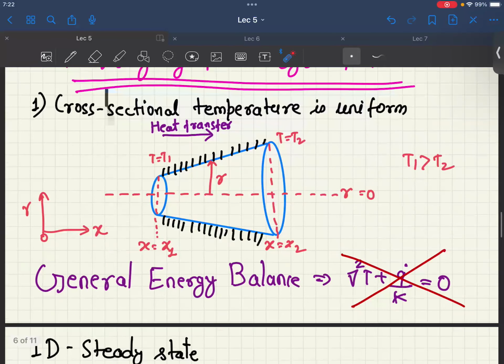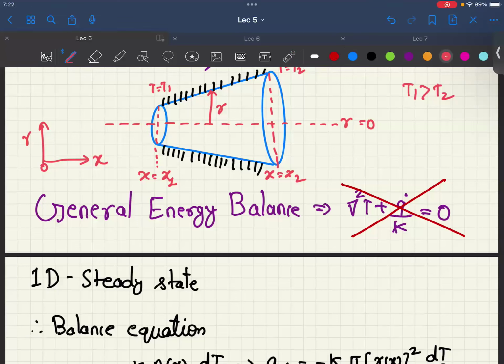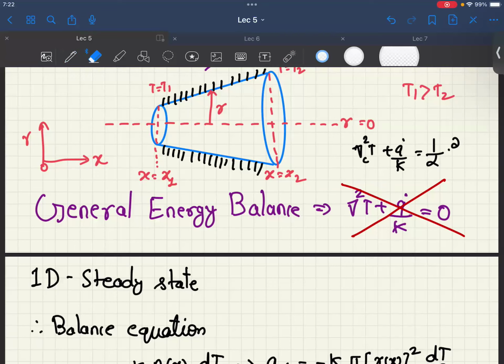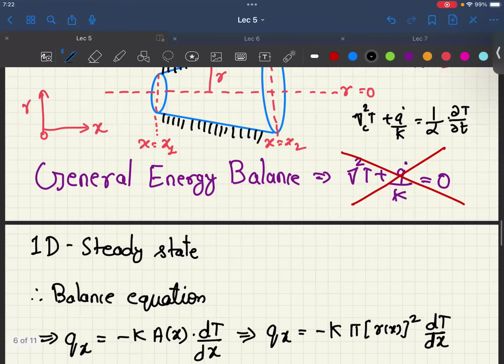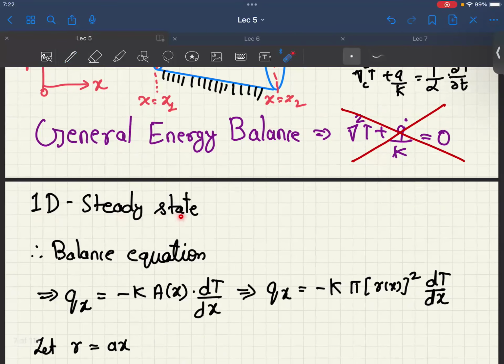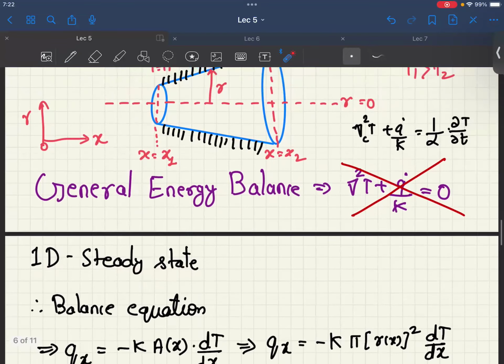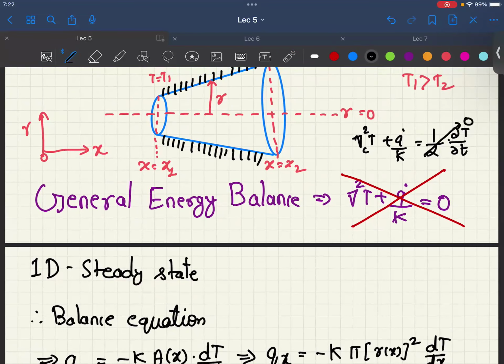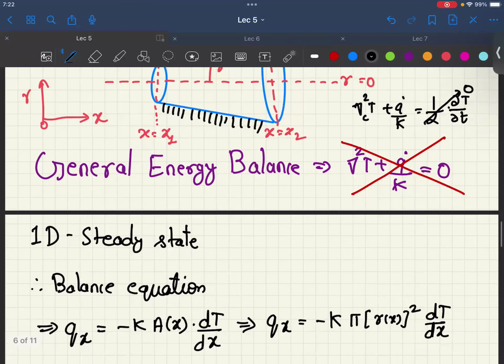Now, the generalized energy balance for this system, where we use a cylindrical coordinate system, is nabla squared T plus q dot by k equals 1 by alpha into the derivative of temperature with respect to time. Since we are saying it is one-dimensional steady state heat conduction, the moment we say steady state, we can assume the time derivative is 0. Then we have one dimensional also.